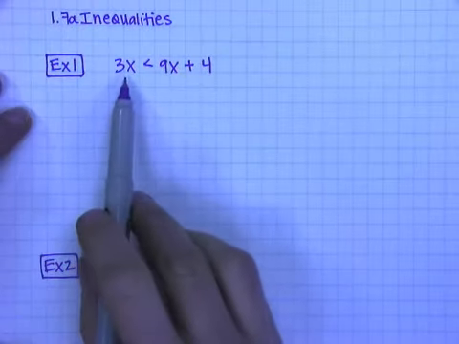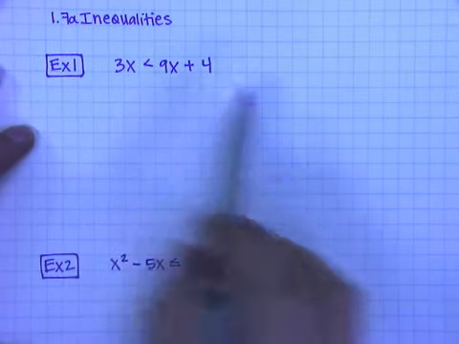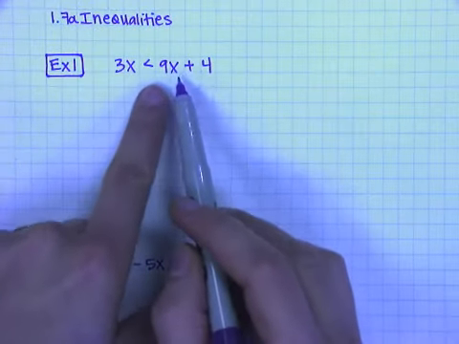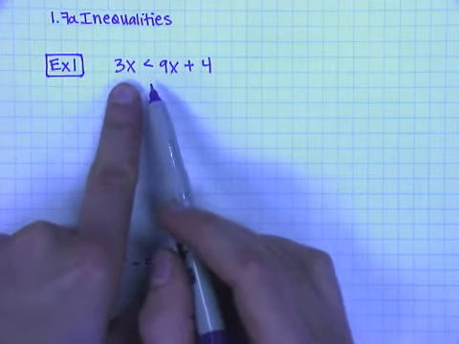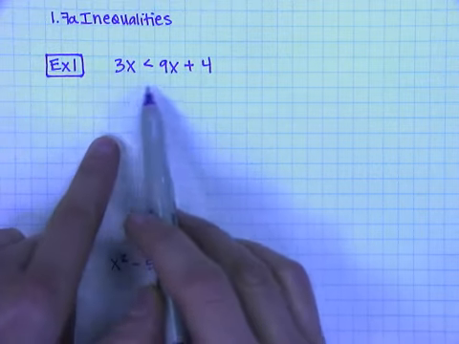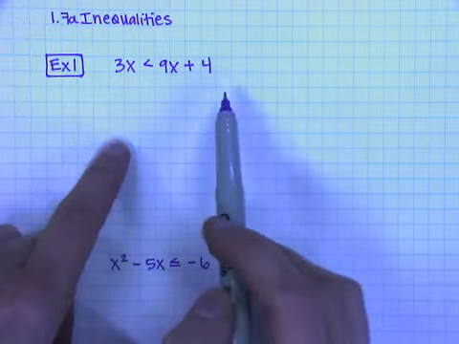For the first inequality we have 3x is less than 9x plus 4. This is pretty standard. We need to get the variables on one side. On these problems, it's generally good form to get the variable on the left because when we read the final sentence we're going to want to say x is either less than or greater than some number.